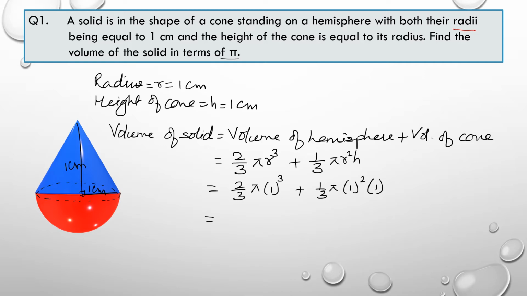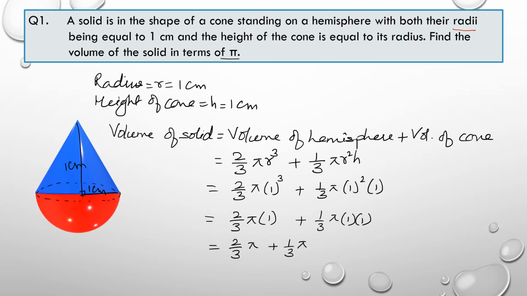You must have noticed that I have not taken common. The reason being the radius and height are 1 centimeter, so it is easier. It will be easy if we do it directly like this. Otherwise, if you want to take common, you can. 2 by 3 pi, cube of 1 is 1, plus 1 by 3 pi, square of 1 is 1 into this. So we have 2 by 3 pi plus 1 by 3 pi.